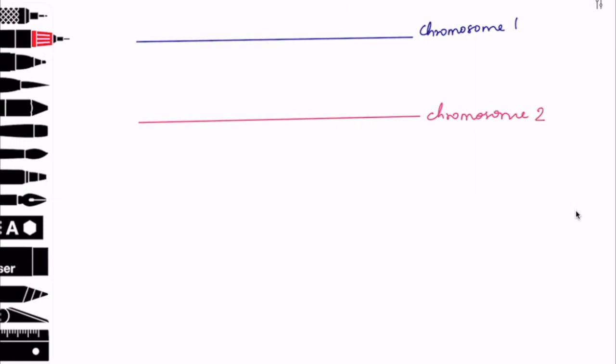Let's consider this as chromosome 1 and chromosome 2. Our insulin gene is present on chromosome 1, and a transposon is present on chromosome 2. What happens spontaneously is the transposon removes itself from chromosome 2 and inserts itself in between the insulin gene on chromosome 1.